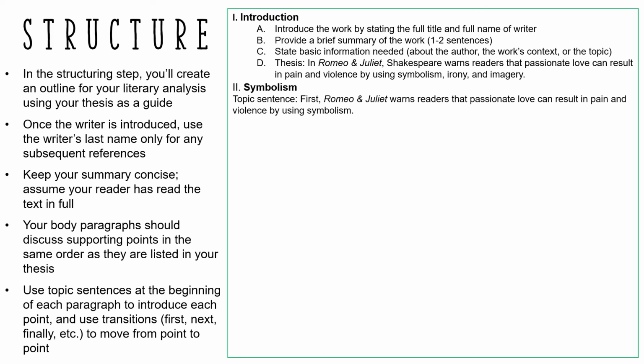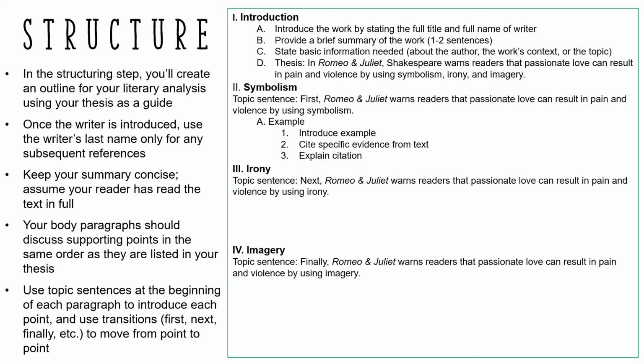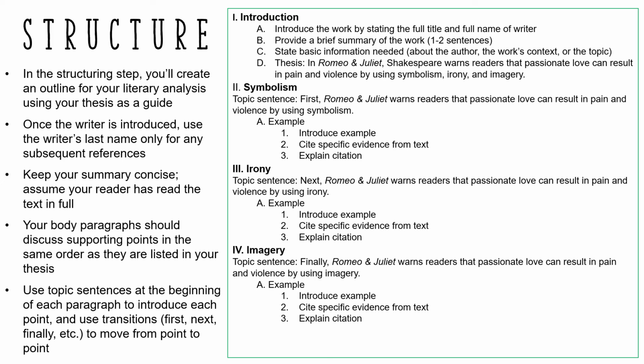This topic sentence should be followed by a detailed discussion of how the work uses symbolism to support the claim in your thesis. Introduce each example, cite specific evidence from the text, and explain each citation. Be sure to use enough examples to thoroughly support each point. Similarly, the next 2 body paragraphs should also begin with transitions and topic sentences to introduce the next 2 points, which should also be followed by specific evidence from the text.